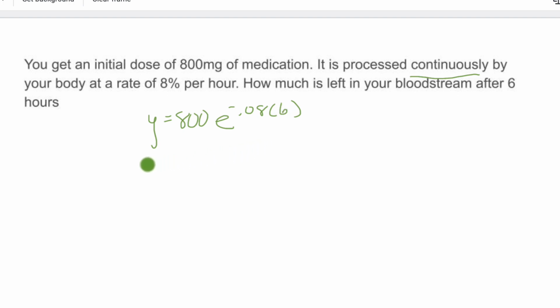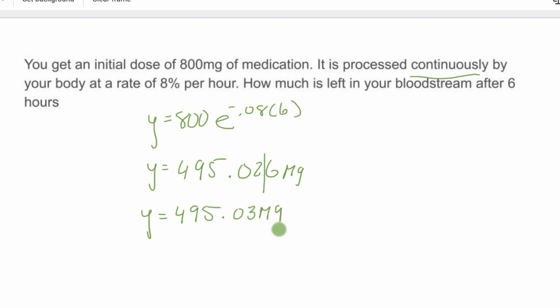The nice thing is with something like this, you literally just type it in the calculator. You just need to make sure you set it up correctly. So 800 times e raised to the negative 0.08 times 6 is 495.026 milligrams. Now it's going to tell you in the question what to round it to. Usually it's rounded to the nearest tenth. That's the second decimal. So we'll look at the third decimal. If it's 5 or up, we're going to round up. If it's less than 5, we're going to round down. So since this is 6, we're going to round up to 0.03 milligrams.